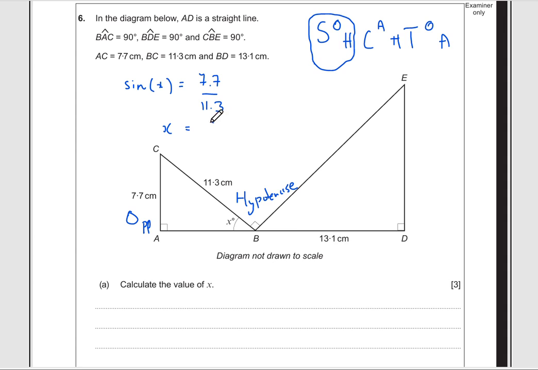And in order to work out x, we need to do inverse sine. 7.7 over 11.3. You might want to change that to a decimal first of all, if you feel more comfortable doing that. But we can put this all together in the calculator. So shift sine, and then type it in as a fraction, and that's going to give me an angle of 42.95 degrees.